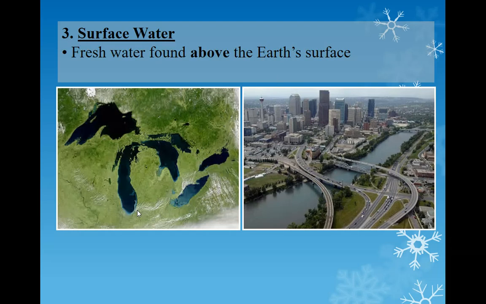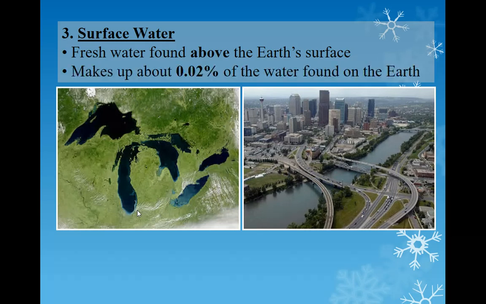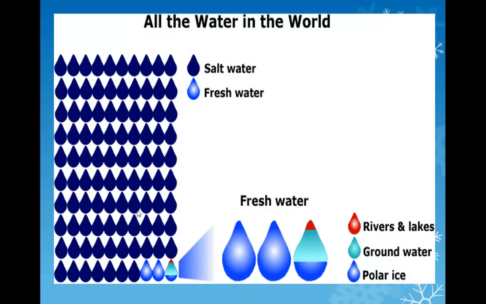Surface water is fresh water that's found above the Earth's surface, on the Earth's surface. It only makes up a really, really small percent of all the water that's found on the Earth. So of 100% of all water found on the Earth, only 0.02% of that is surface water, the kind of water that's accessible. Here's a little illustration just to drive this point home to show how little water is actually accessible for us.